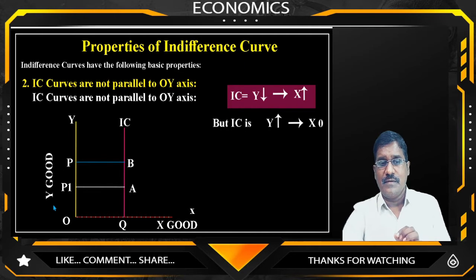Then the Y good increased from P1 to P, but this should be reduced. But here there are no changes, it is a vertical line. Due to the vertical line, there is no change in the X good, only changes in the Y good.